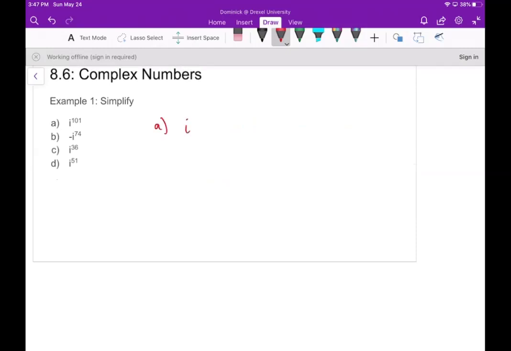So if we look at i to the 101, for example, if you divide 101 by 4, how many times does 4 go into 101? You're going to get 25 with 1 left over. So we could say that this is i to the 25 times 4 plus 1. So this is a multiple of 4 plus 1 more. So this is i.